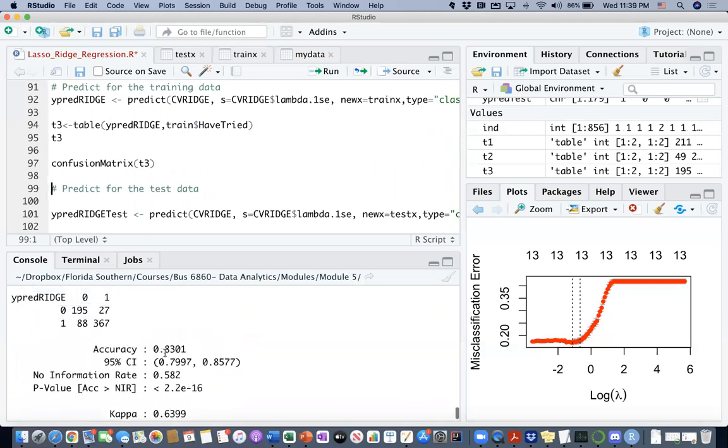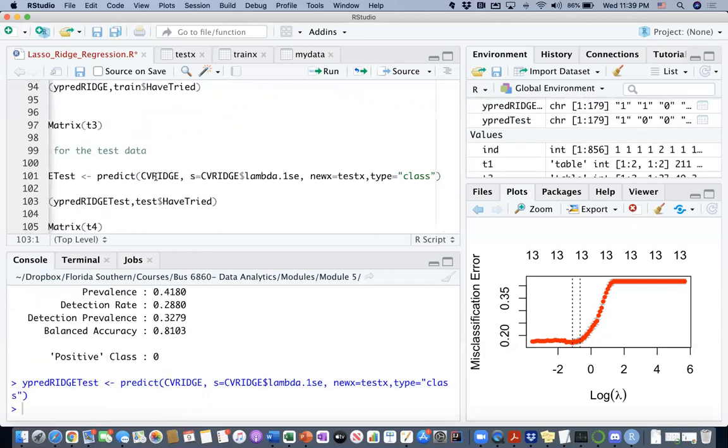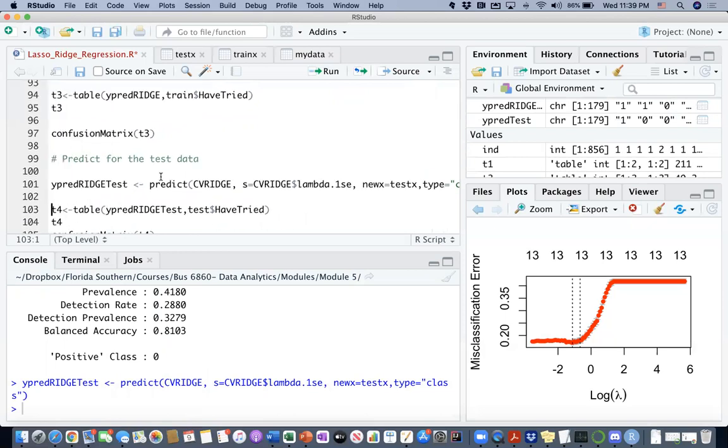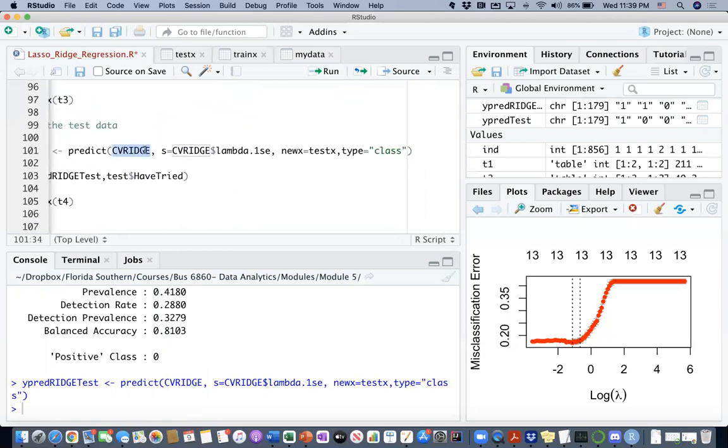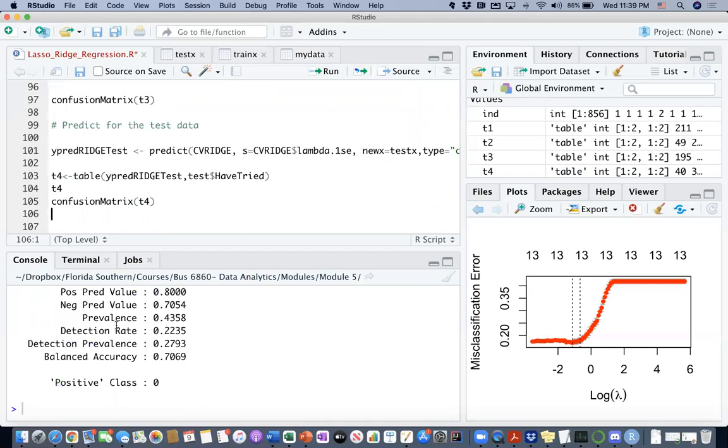Our accuracy improved compared to the accuracy that we got by using lasso regression, but it's not as good as the one that we found by using logistic regression. Let's take a look at how it does on our test data. This time I'm also making predictions by using the same ridge model that I trained with the same alpha, assigning the same lambda value, but this time my new data is my test independent variables, test X, and my type is class. I made the predictions. Let's create the confusion matrix and take a look at the results.